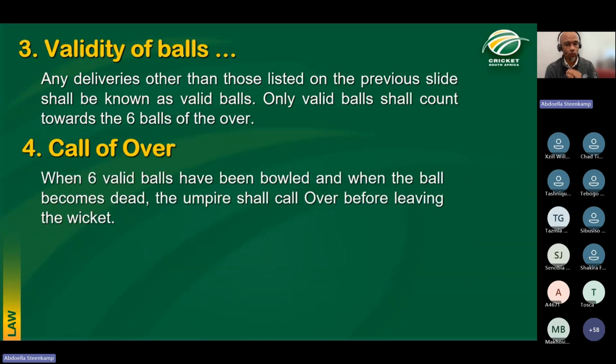The law also wants, as soon as 6 valid balls are bowled, before the bowler's end umpire now goes to the striker's end, the bowler's end umpire needs to call over before leaving his or her position. They need to verbally or loudly call over, and then they can go to the striker's end.